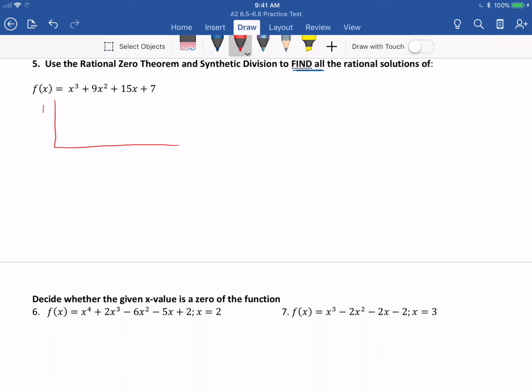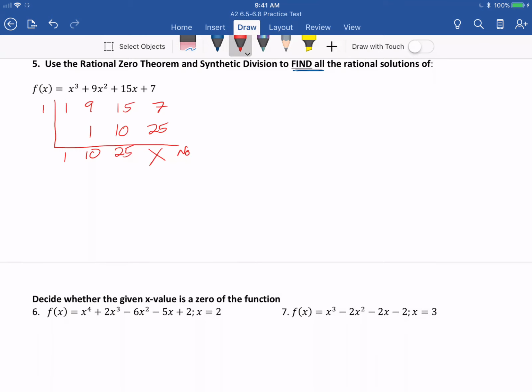Okay, let's try 1 and see if that works. I get 1, 9, 15, and 7. So I bring that 1 straight down, I get 1, then I go 10. 1 times 10 is 10, I get 25, so we're starting to get in some bigger numbers here, so this is making me think, hey, this might not work. 7 plus 25 is not 0, so no, this doesn't work.